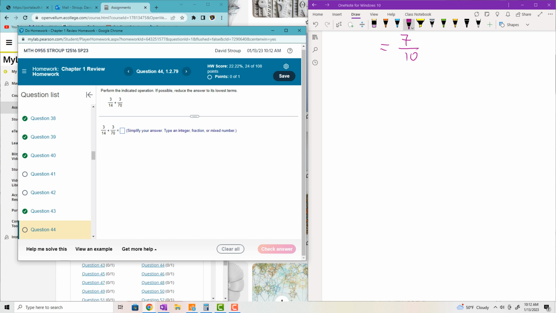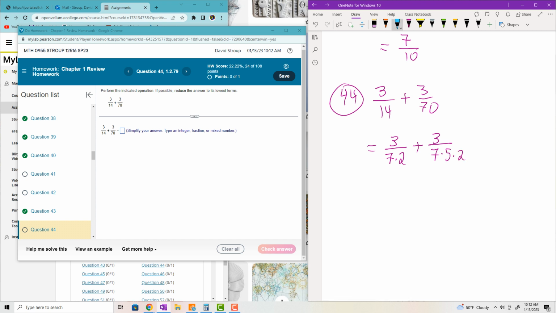Okay, more of the same, but a little bit more complicated, right? So here we have number 44, 3 over 14 plus 3 over 70. Now you could just multiply the first denominator by 70 and then the second denominator by 14, but that is a nightmare. It's going to give some real big numbers. So the method of choice is to factor the denominators. So the first denominator is 7 times 2, and then the second denominator I can rewrite as 7 times 10, but 10 is the same as 5 times 2. And then I can try to make the denominators the same by multiplying in factors.